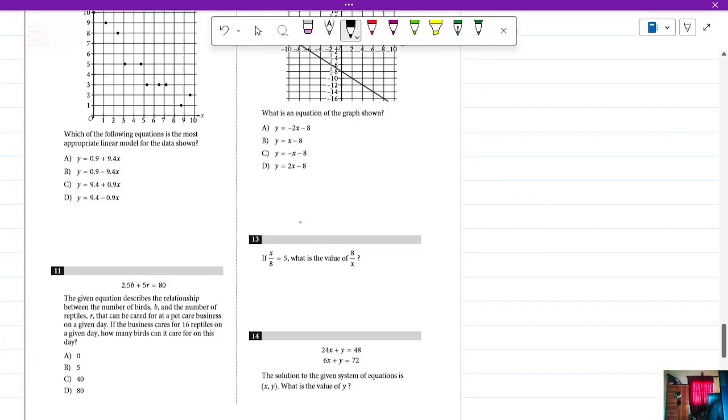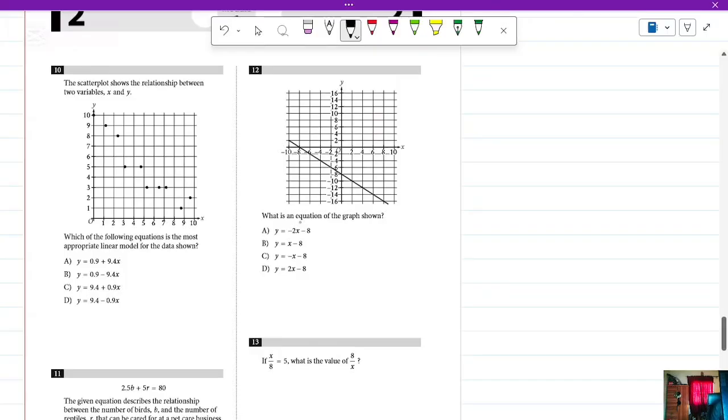Now let's look at number 10. They said the scatter plot shows the relationship between two variables x and y. Which of the following is the most appropriate linear model for the data shown? Now this one too is very easy. All you have to do is, if I want to draw the best line of it, my best line is going to go this way.